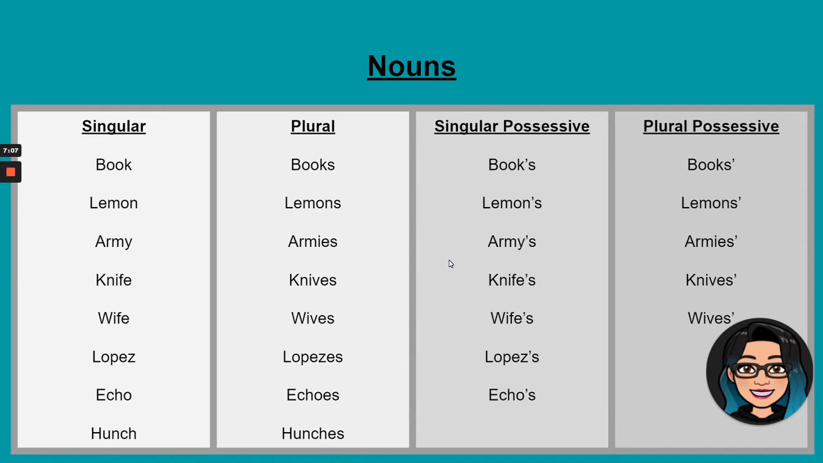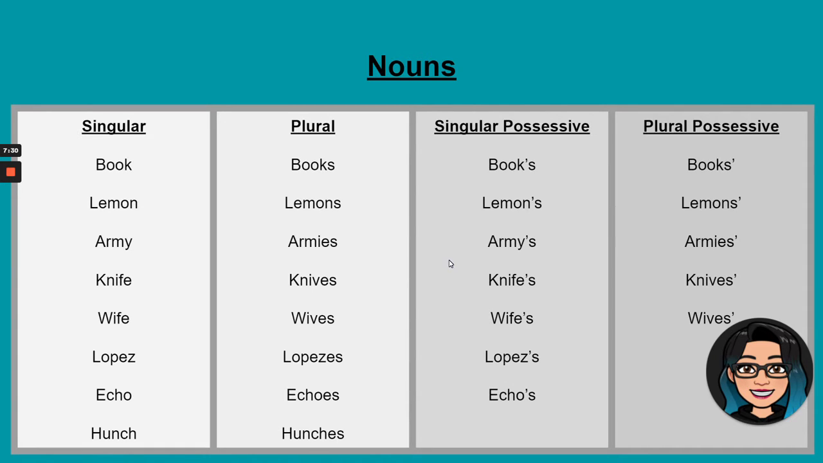Knives. So then back to the singular possessive. Just like the singular, it's going to have an F. So it's KNIFE apostrophe S. Knife's. It's the knife's fault. The knife's blade.